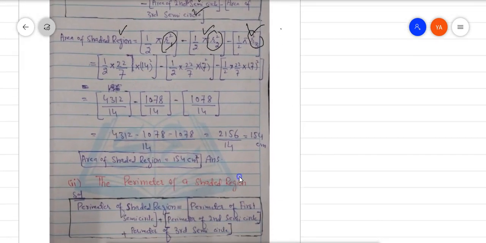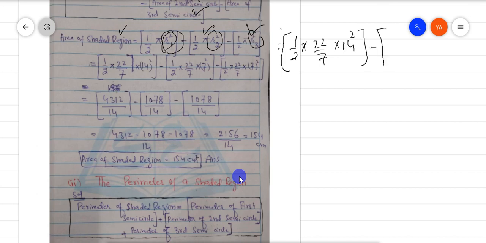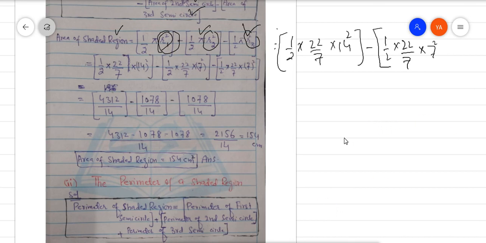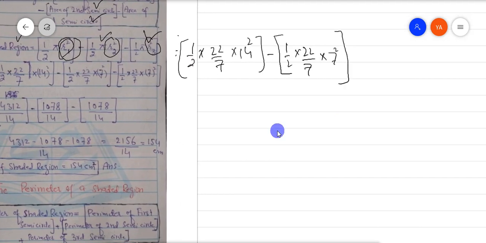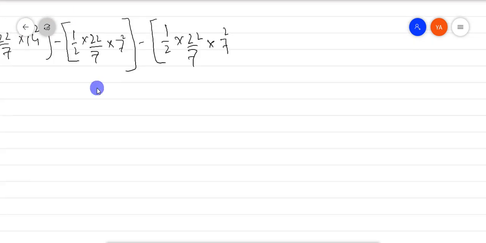Then the formula will be 1 upon 2 bracket start, the value of pi is 22 upon 7, and the value of R1 is 14 square, minus again 1 upon 2 into 22 upon 7 into 7 square, where the value of R2 is 7, minus again 1 upon 2 into 22 upon 7 multiplied by 7 square, where 7 is the radius of the third semicircle.